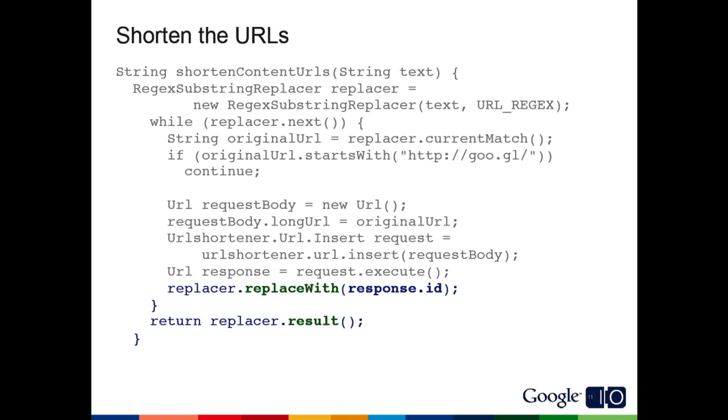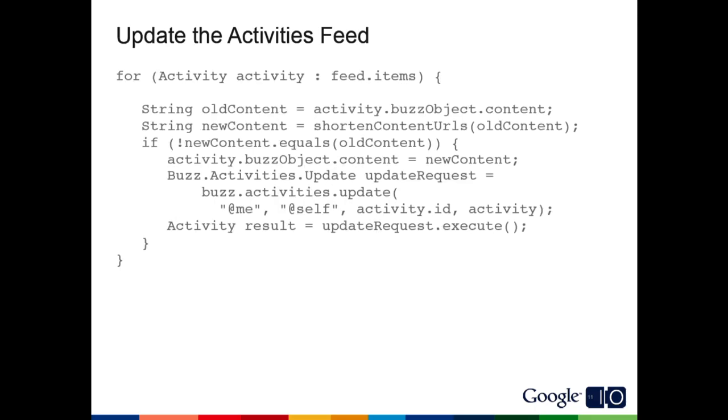I can replace that into the text, and after I've iterated all of them, I can return the result. The outer loop that calls this looks like this. We iterate over the activity items in my activity feed. I take the content from each.